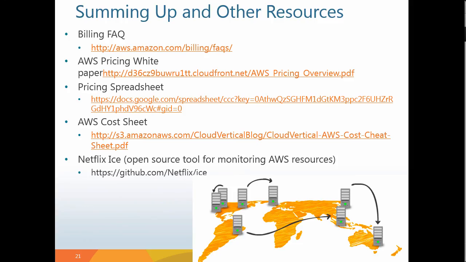So there's a billing FAQ listed here. There's an Amazon pricing white paper that I've referenced here. There's a pricing spreadsheet. There's a cost sheet. And then there's a tool that is in the suite of tools that Netflix, who's a huge user of Amazon, has as open source on GitHub. It's called ICE, and it allows you to monitor to see what AWS resources you have allocated.